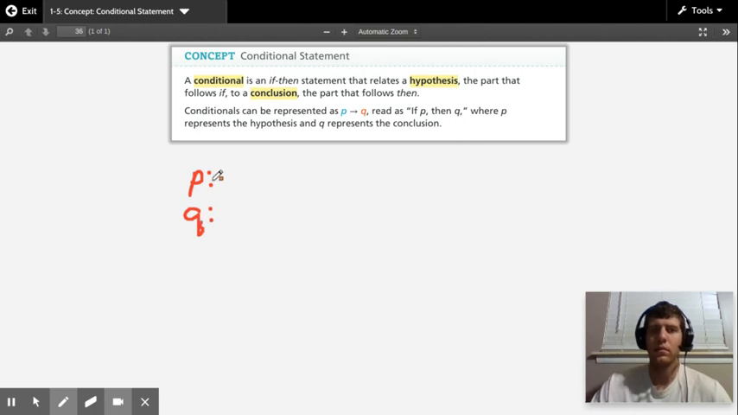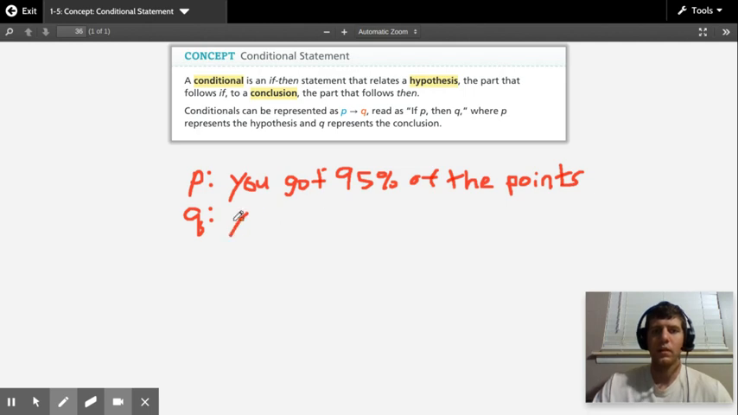phrases here. We're going to say that P represents you earned a 95%, or you got 95% of the points. And then Q we'll say is you earned an A.